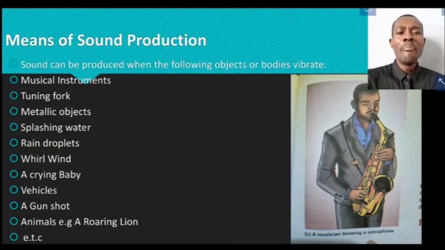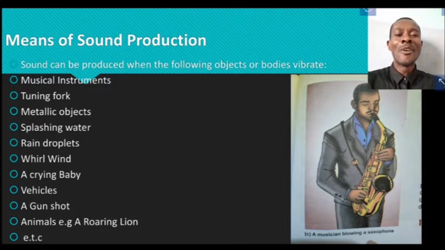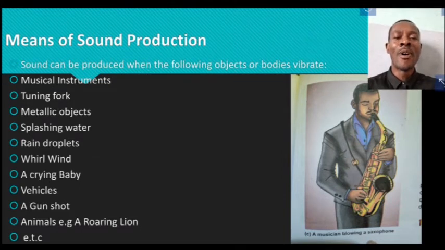Number 1, musical instruments. If you have a guitar, you know that that guitar will not produce any sound until you strike the chord. If you have drums, the drum will not produce any effect until you hit the drum. And there is a vibratory effect which makes sound to proceed.